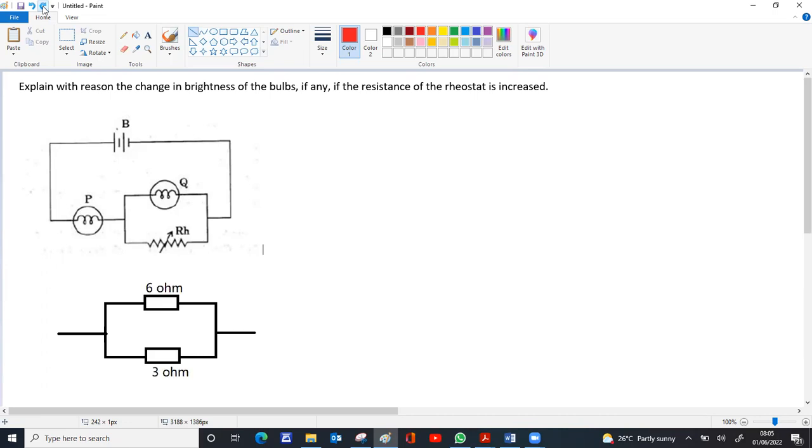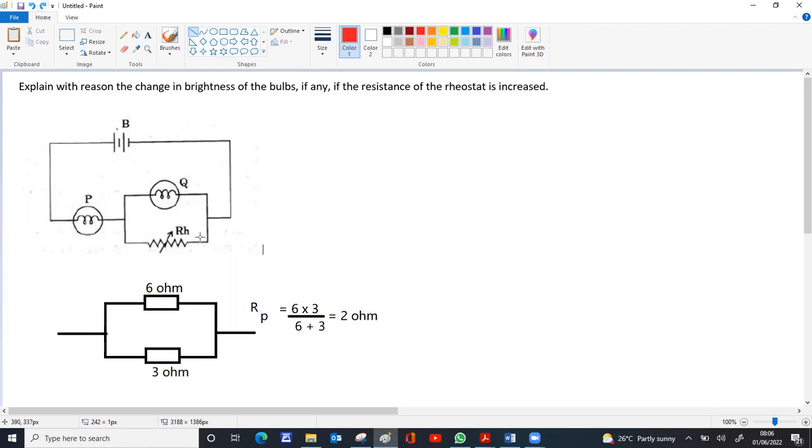If you take sample values 6 and 3, the resistance of the parallel combination will be 6 into 3 by 6 plus 3. You know, 1 by R equals 1 by R1 plus 1 by R2 for a parallel combination. If you take LCM, it will be (R1 plus R2) by R1 R2. If you take the reciprocal, that will be R1 R2 by (R1 plus R2). So 6 into 3 by 6 plus 3 will be equal to 18 by 9, which is 2 ohms.